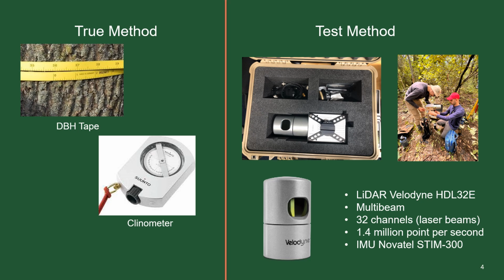So the two methods we'll be comparing today are the true method, which is traditional forest inventorying methods, including a DBH tape to measure the DBH, and a clinometer to find the angle, and then from there measure the tree height. And our test method is, as I've mentioned before, SLAM. This is what a SLAM LiDAR sensor looks like. It is multi-beam and can collect 1.4 million points per second in a point cloud of the forest.